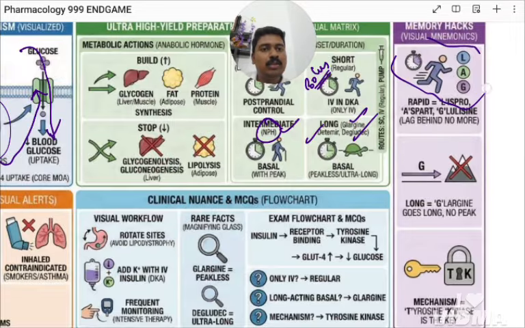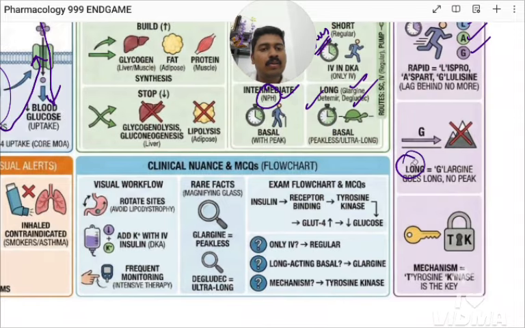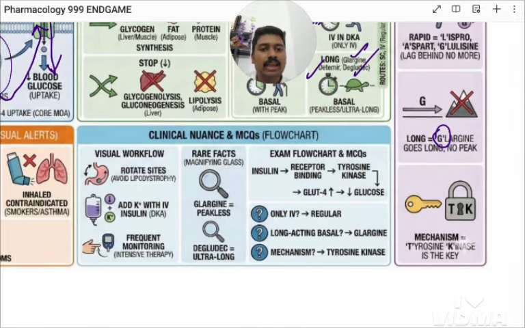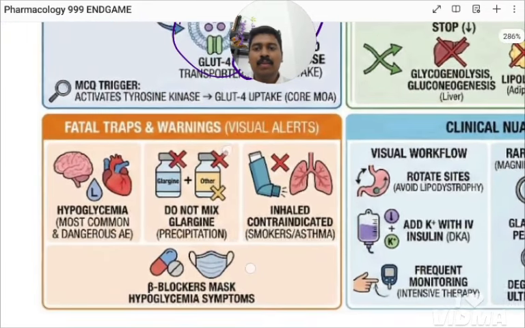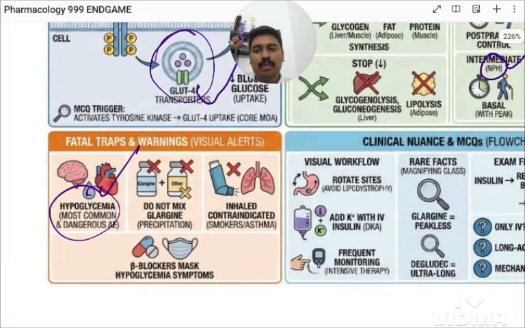You also have mnemonics to remember this. Rapid means Lispro, Aspart, and Glulisine. And then long acting, you have glargine. Degludec is the longest. The mechanism of insulin action is via tyrosine kinase receptors. Now, the most common side effect of insulin is hypoglycemia. It is the most dangerous and also the most common.